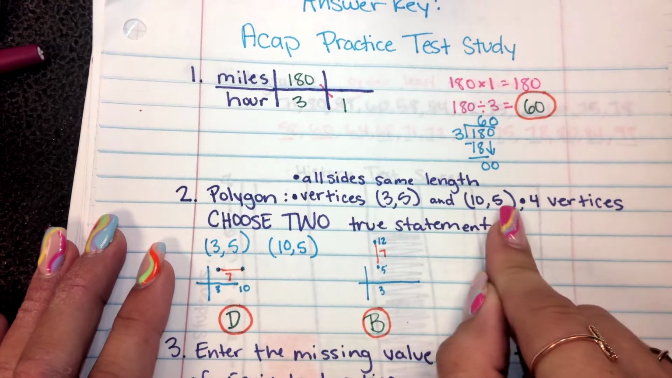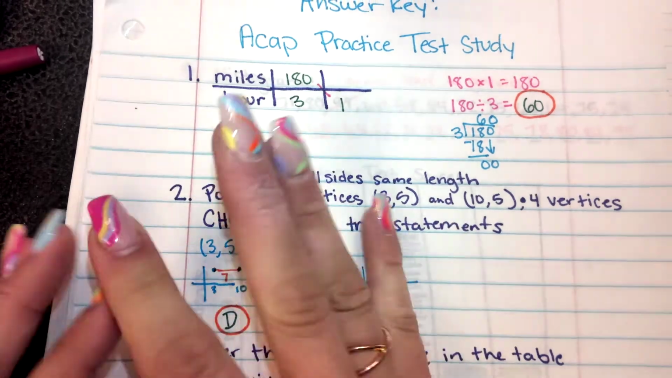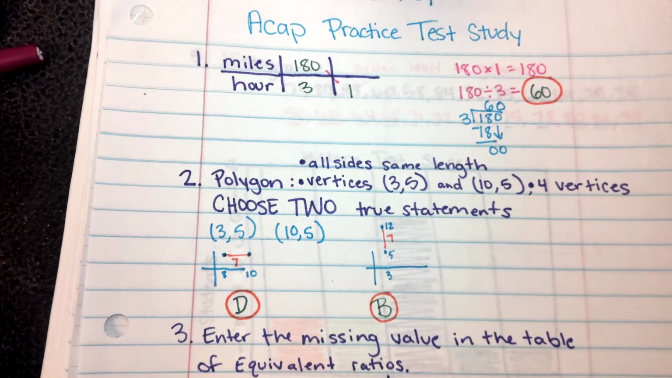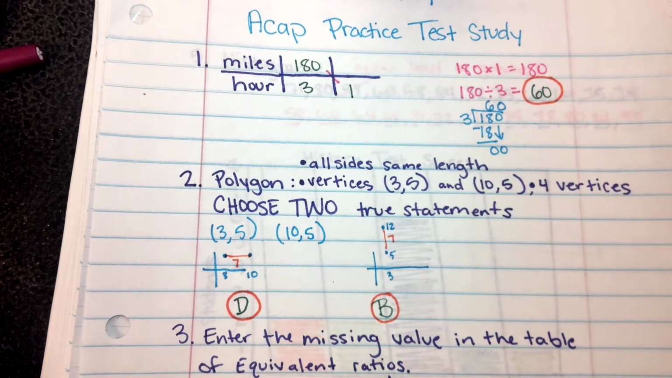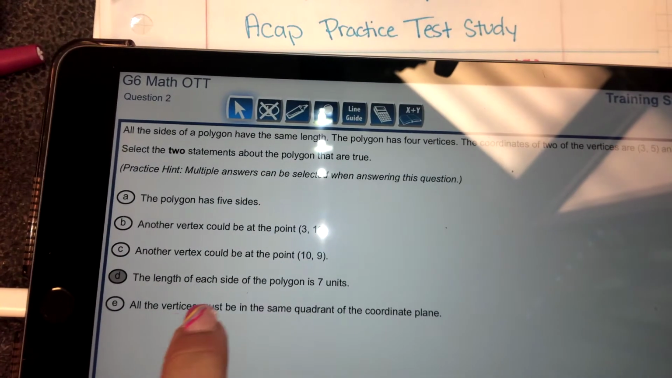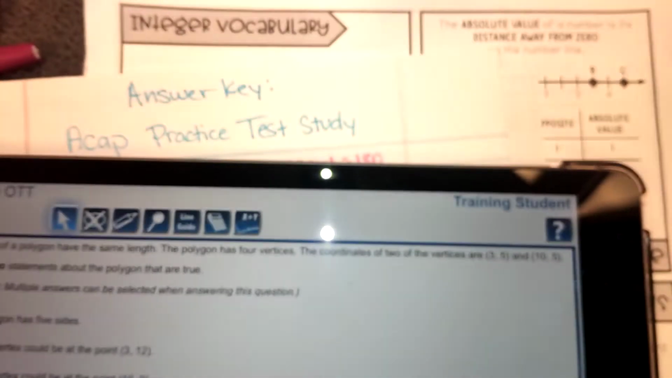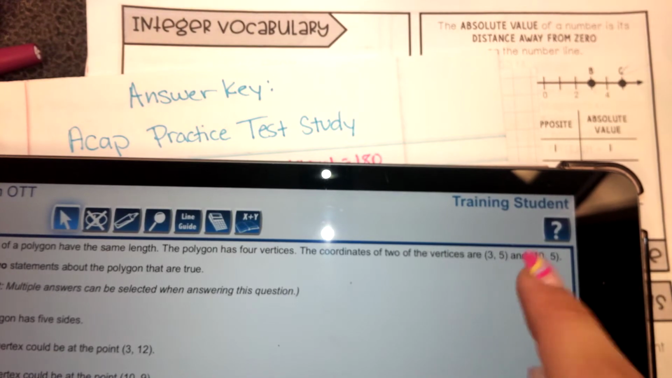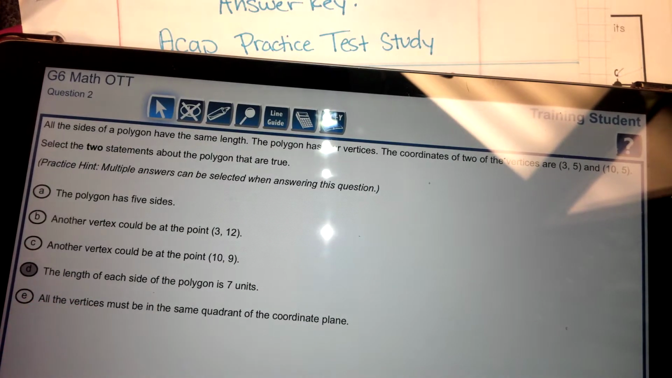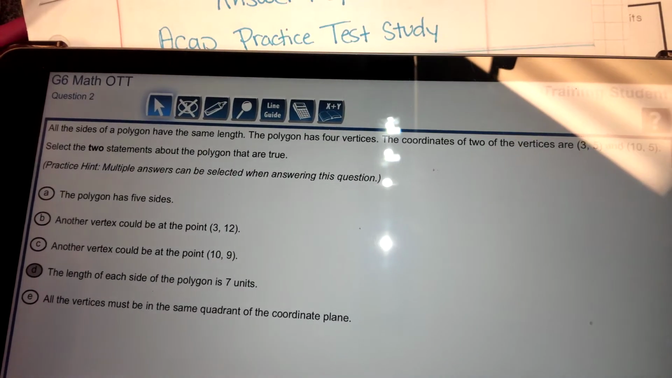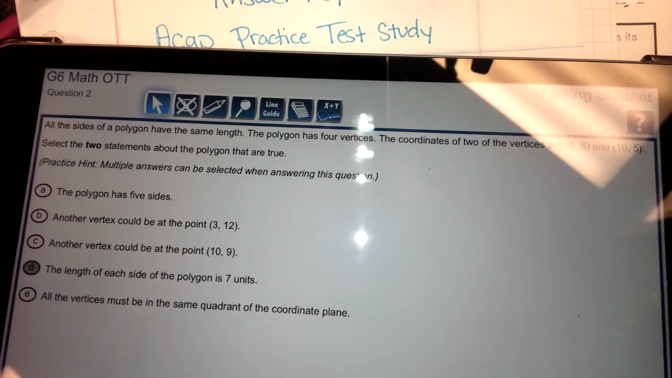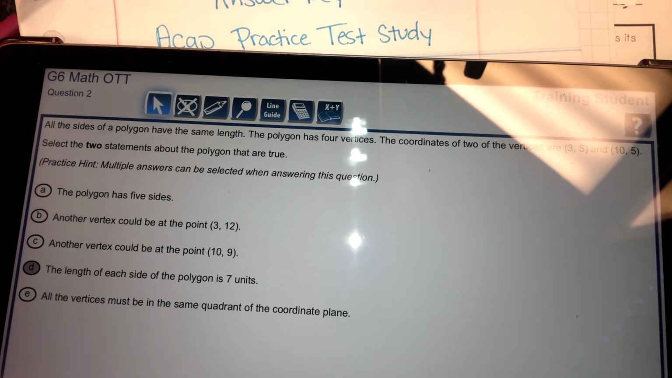If all sides have the same length and one side is 7, that means all sides are 7. So that's why D is true. We just mark that the length of each side of the polygon is 7 units. We know that because 3, 5 and 10, 5 are 7 away from each other, and they're all the same length, so every single side has 7 units. Okay, so we know that one's true. Knowing that one's true helps me find the other one.